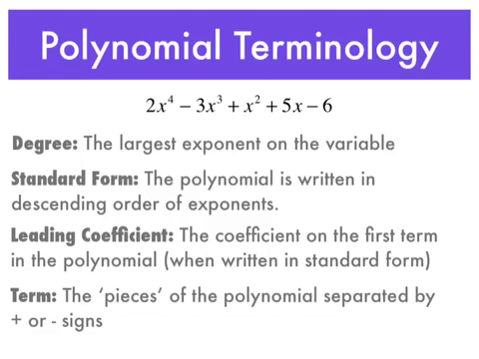And term, the pieces of the polynomial. So you've got pluses and minuses in here. The chunks that those pluses and minuses are separating, those are the terms. So this is a term. 2x to the 4th is one term. 3x to the 3rd is one term. X squared is one term. 5x is one term, and so on. I'll give you a second, let you get that written down.